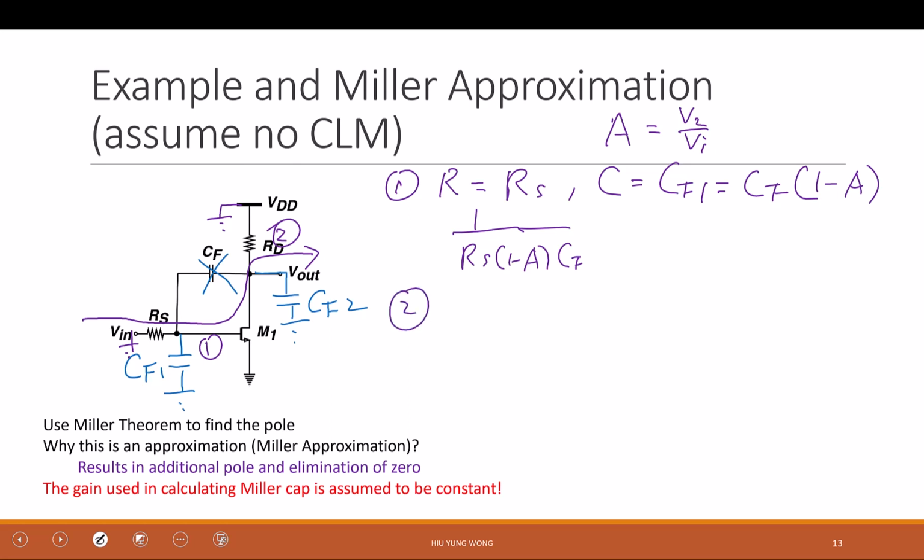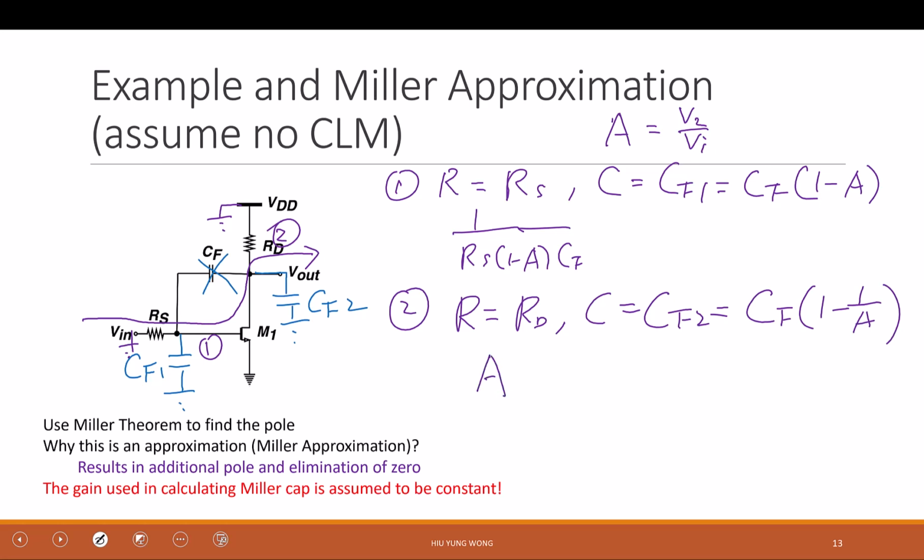How about the second pole? R equals RD, right? Again, I assume no channel length modulation. Otherwise, it's going to be in parallel with R0. And then what is the C? CF2, which equals CF times 1 minus 1 over A, okay? But what is A? That is the question, okay?